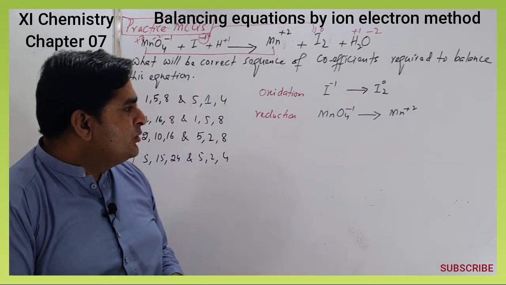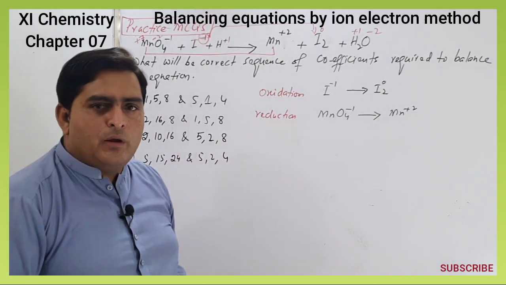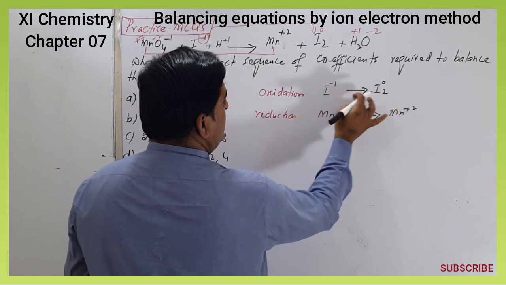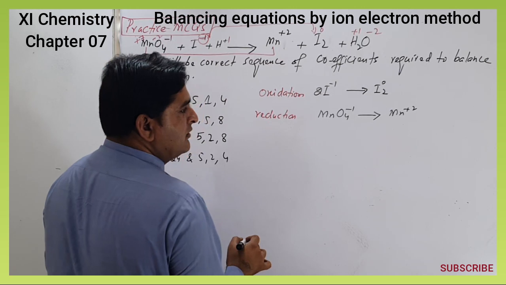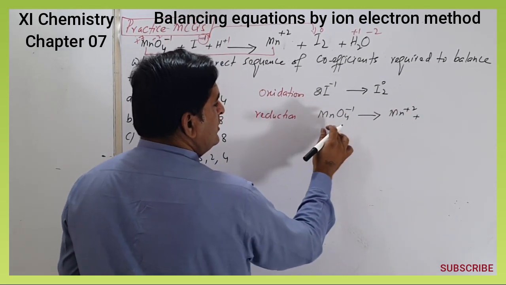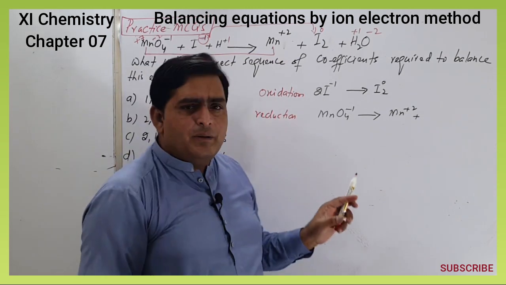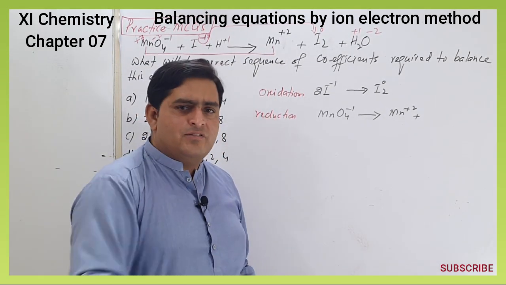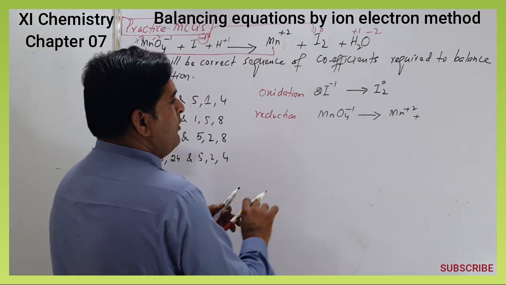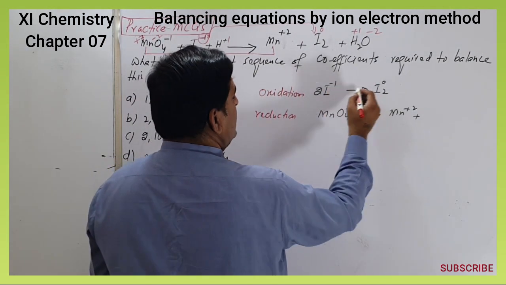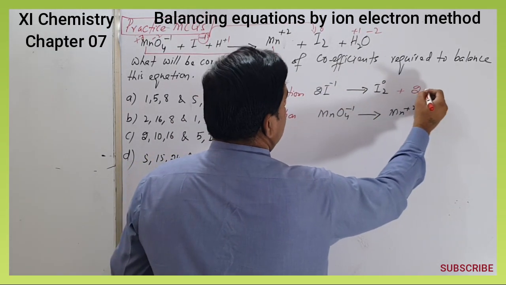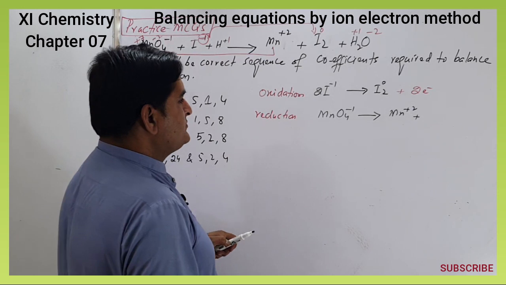What else do we need to do? We have to equalize the number of elements other than oxygen and hydrogen. 2 iodine, 1 iodine, 2 iodine. 1 manganese. We balance these elements in the last stage. First of all, we mention the number of electrons lost and gained. How many electrons are lost by iodine? There are 2 iodine, so 2 electrons will be lost.